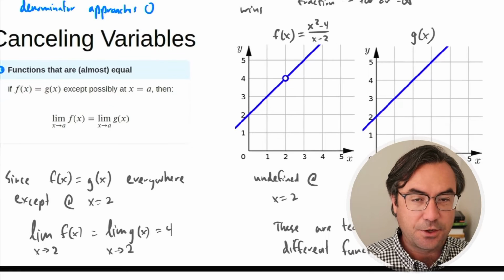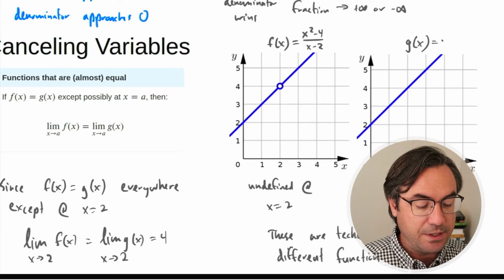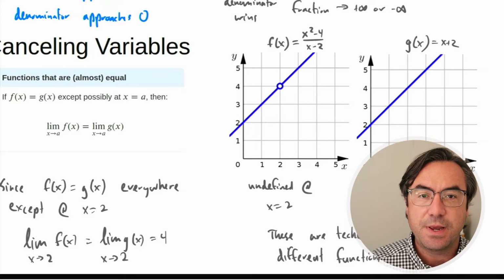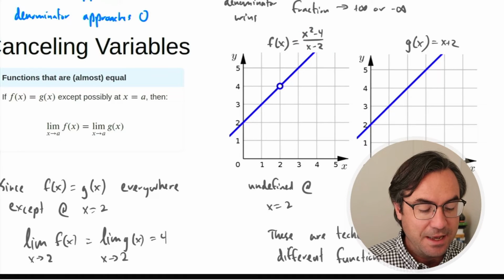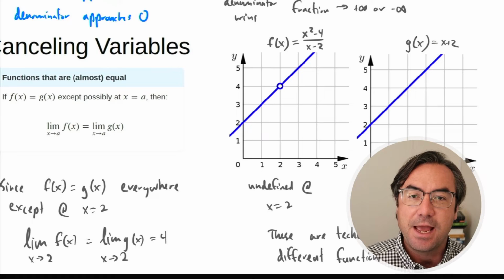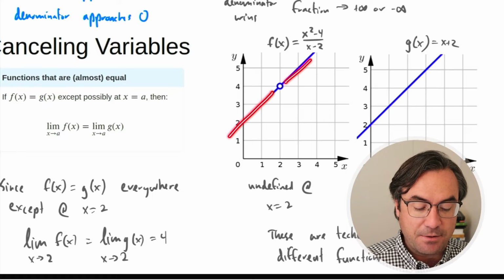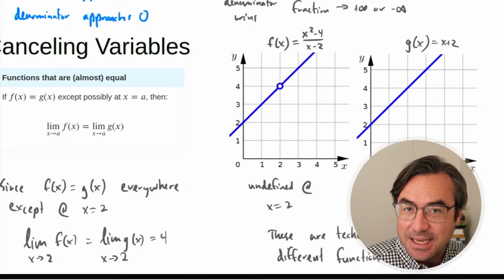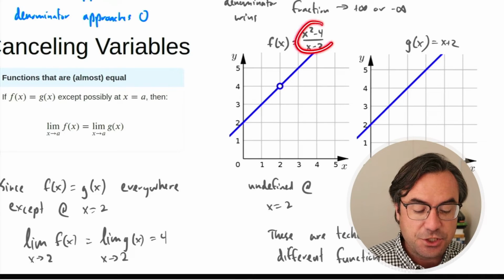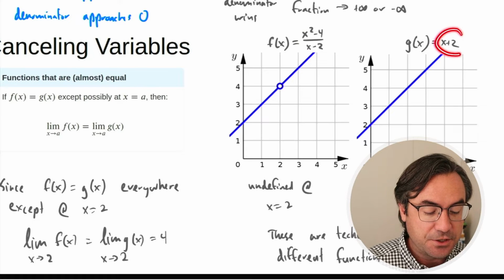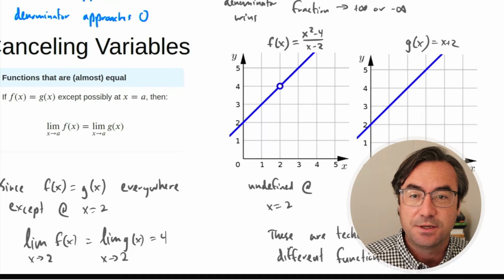And the second graph is the graph of the function that we had after the canceling. So this is the before canceling function, and this is the after cancel function. And what we see here is that they, for the most part, are the same function, except they differ at that one specific x value. This function is undefined at x equals 2. This function is defined at x equals 2.